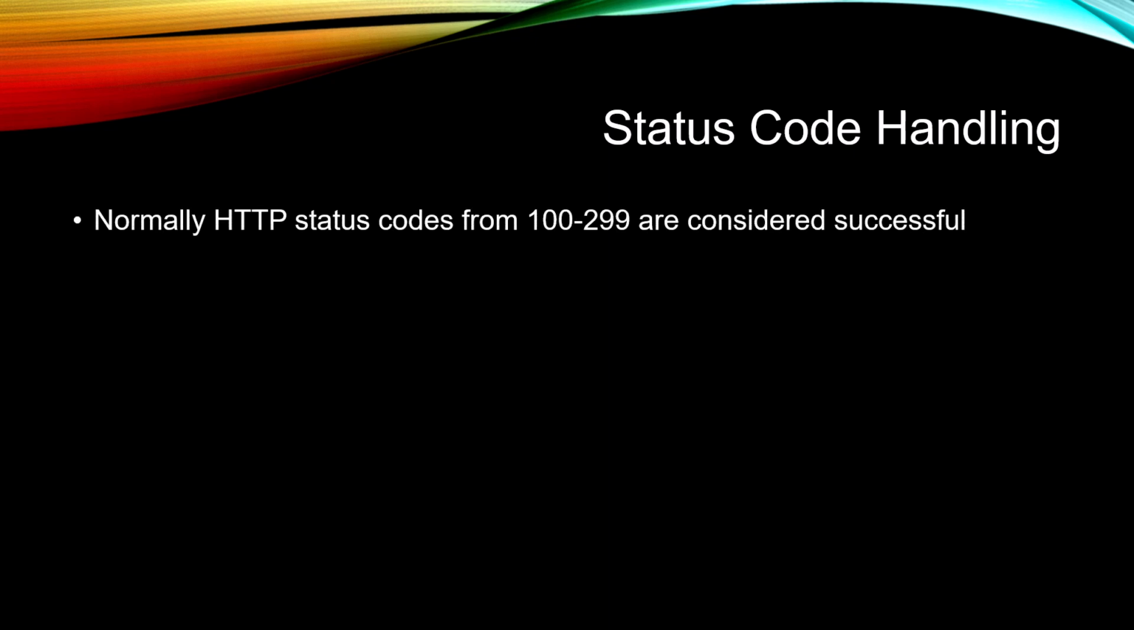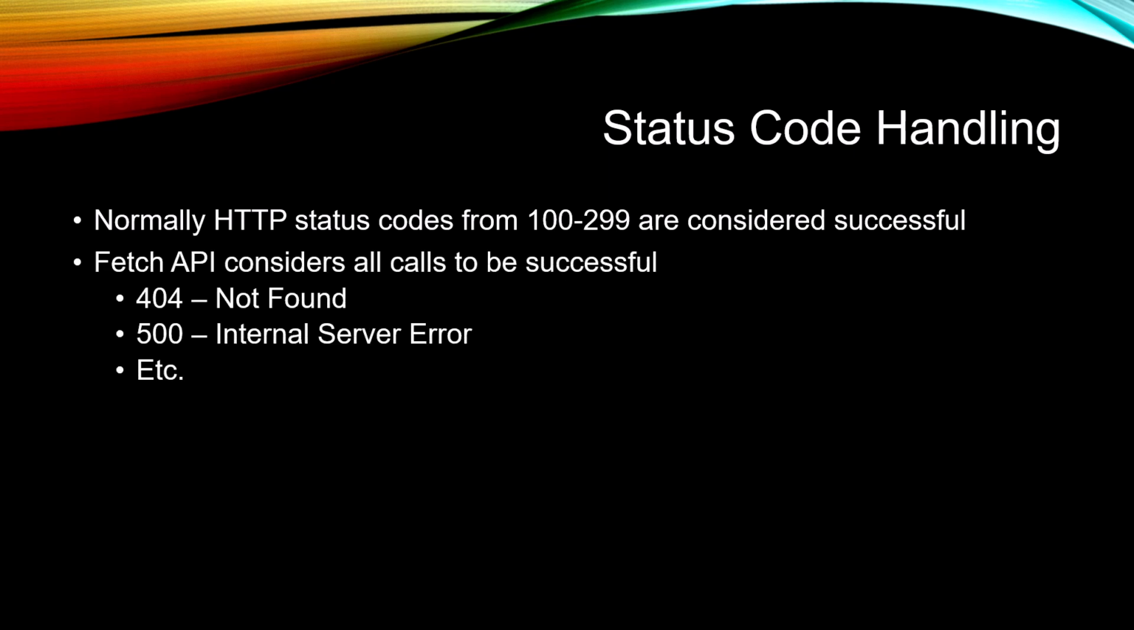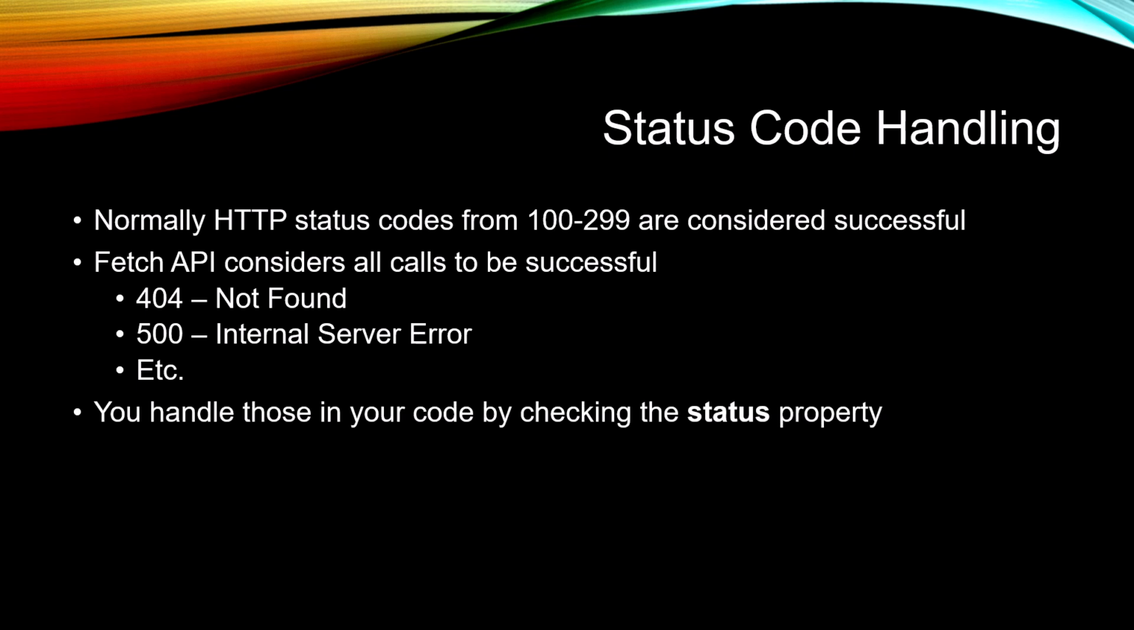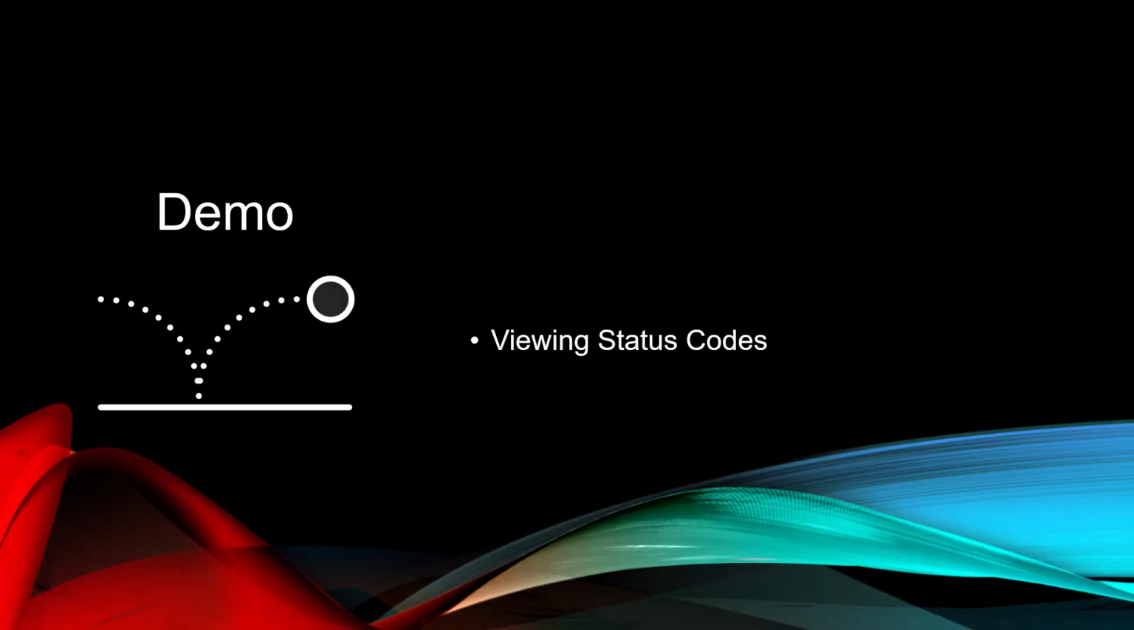Let's talk a little bit about that status property. So normally HTTP status codes from 100 to 299 are considered successful. However, the Fetch API considers all calls to be successful, whether it's a 404 not found, a 500 internal server error, all of those, it doesn't matter. It will still just simply give you back a response object. So it's going to be up to you to handle those in your code by checking that status property and then determining what you want to do with a 404 or a 500. So that's going to be left up to you. Now, let's take a look right now at viewing status codes.